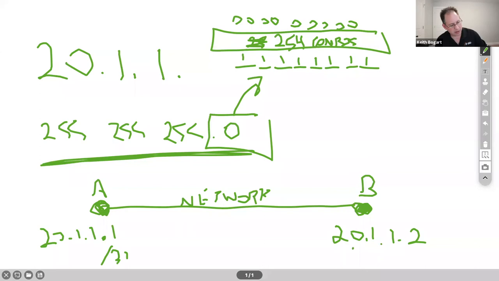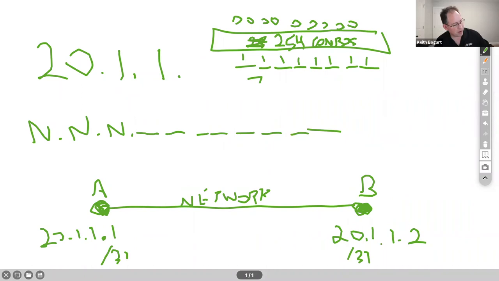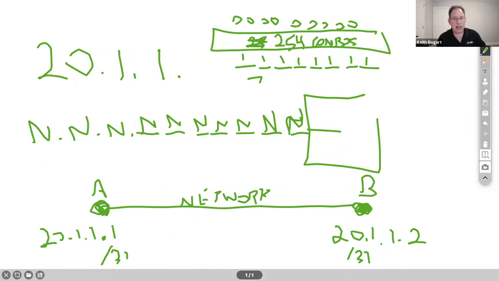And a slash 31 sort of breaks the rules a little bit that I was just talking about. A slash 31 says the first 8 bits of my address are networking bits. The second 8, the third 8, that's 24 bits so far out of the 32. And then of my last byte, networking bit, networking bit, networking bit, networking bit, networking bit, networking bit. And the only host bit I have is that. And that gives me what? 2 combinations, right? That can either be a 0 or a 1.